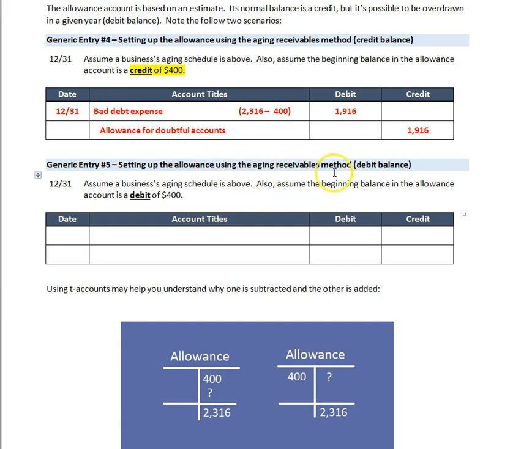Alright, setting up the allowance using the aging receivables method. This time it's the same problem, but we have a debit balance. So we're going to be looking at this T account. The allowance account is based on estimates. So it's very possible for this allowance account to have a debit or credit balance because it's based on estimates. Humans are not the best at perfectly estimating what's going to happen in the future.